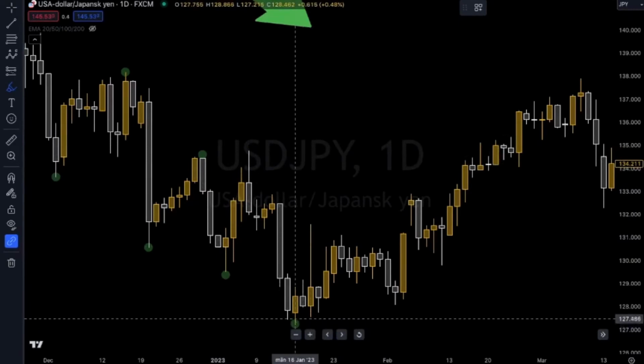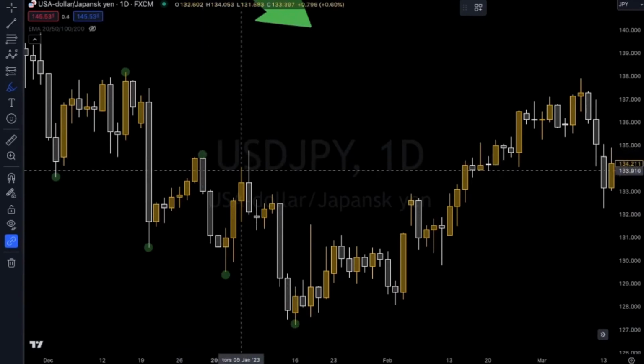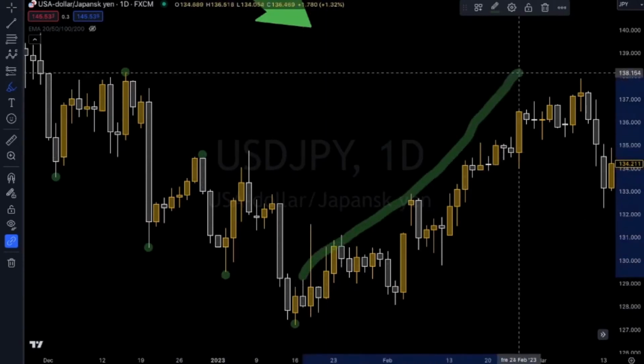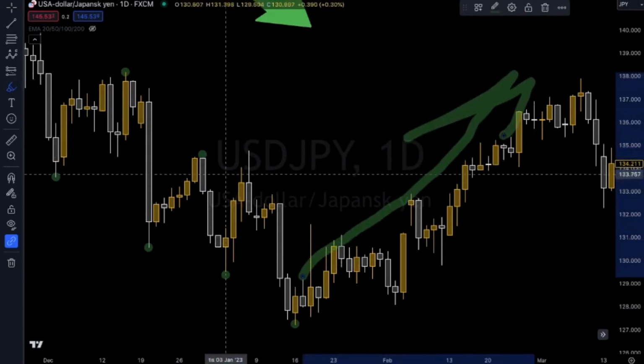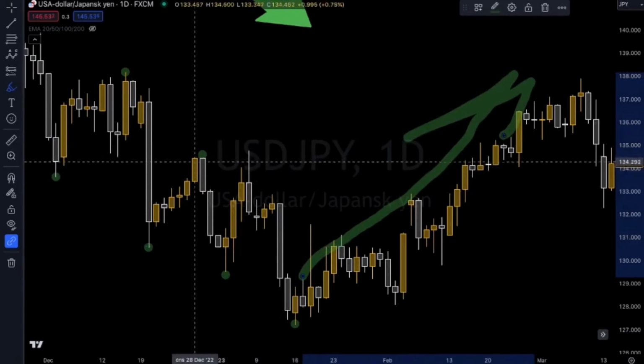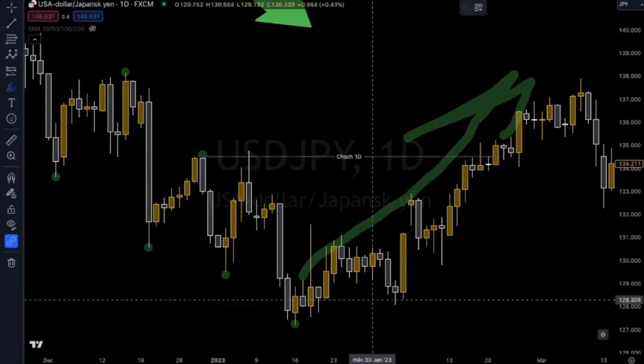Now, what does it have to do? It has to break this candle right here, the most recent higher high. Now, what does the market have to do to confirm that we are now moving upwards? It has to break the most recent lower high, which is this candle right here. So we do this. And what happens?